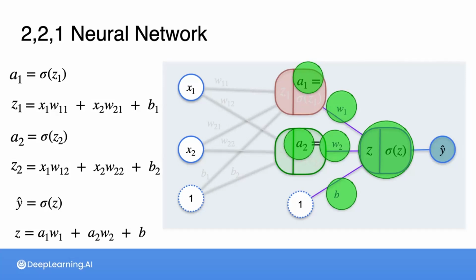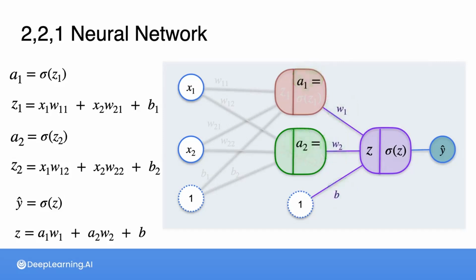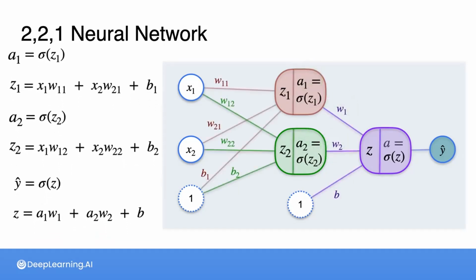So the new inputs to the purple perceptron are the outputs of the green and red perceptron, so A1 and A2. And that gets multiplied by the weights W1 and W2, and B gets added to that. And that is the output of the neural network. And as a reminder, here are all the variables. So here's a full picture of the neural network with the inner workings and the math behind each one of the nodes.